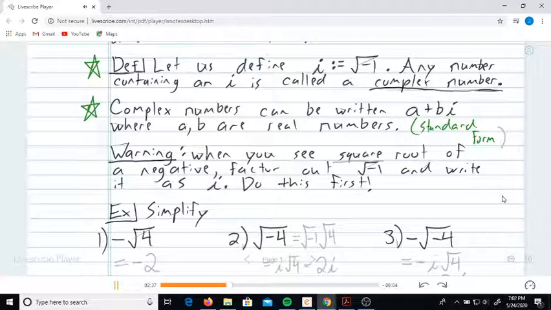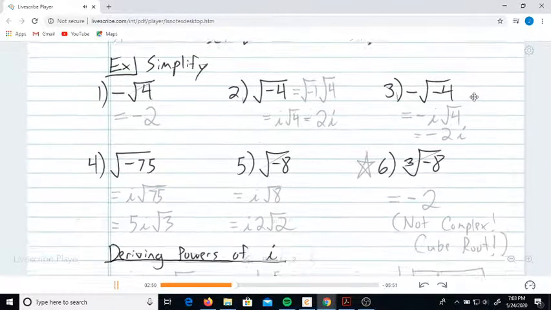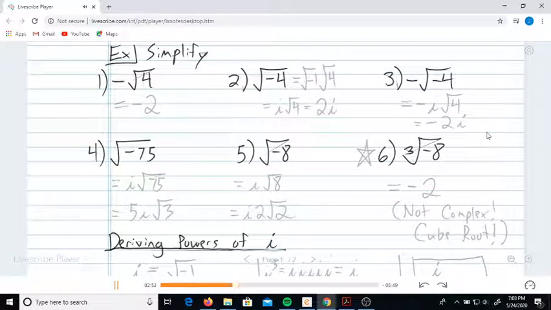So just a quick heads up, whenever you encounter a negative inside of a square root, and I stress the square part of the square root, go ahead, factor out that square root of negative 1, switch it out with an i, and do that before you proceed. So let's look at some examples. We have negative square root of 4. Notice the negative is not inside of the square root. This is not an imaginary number, it's a real number. Negative root 4 is just negative 2.